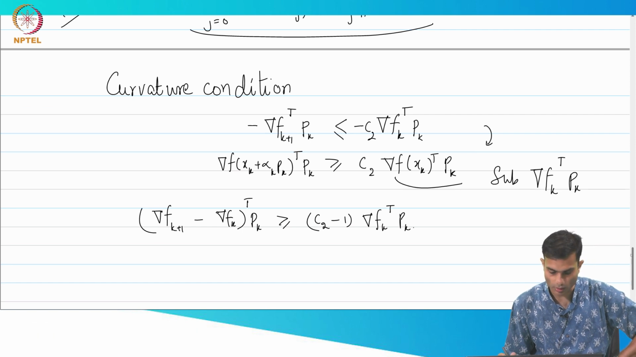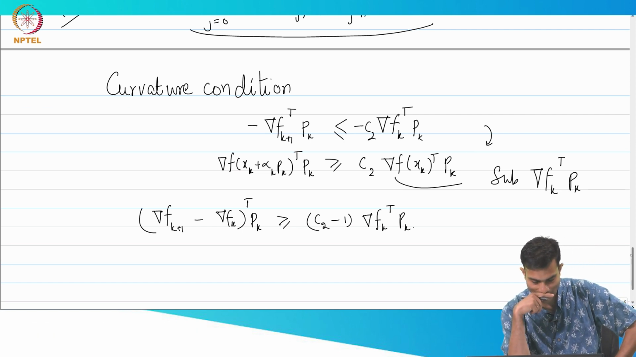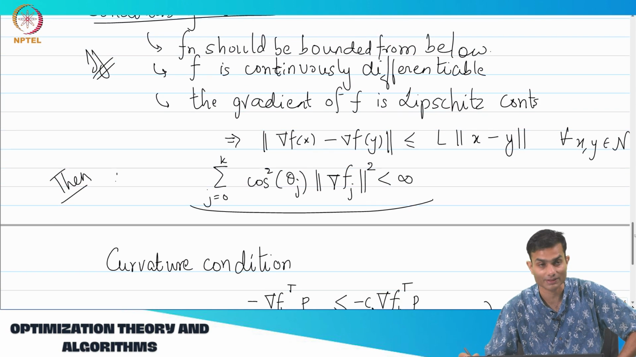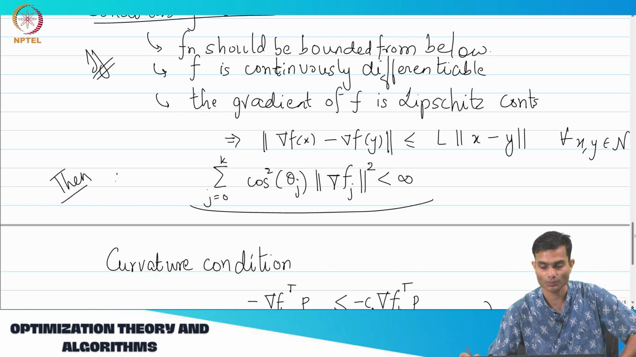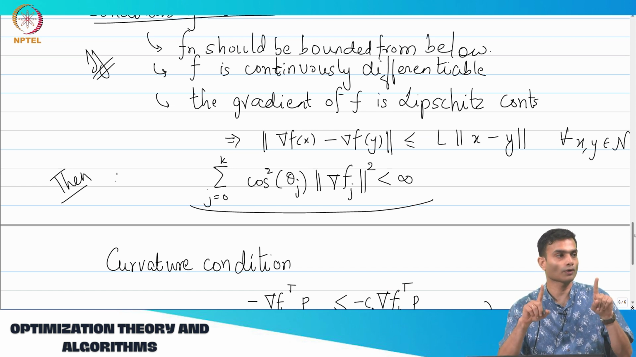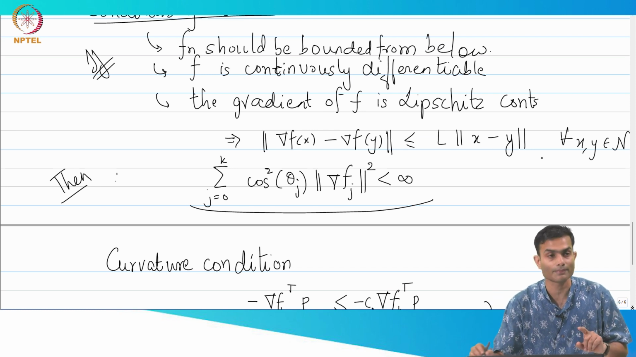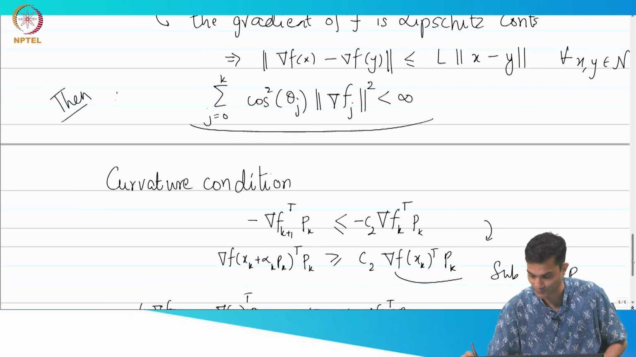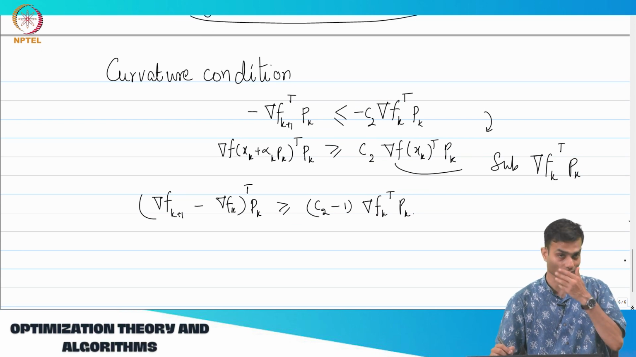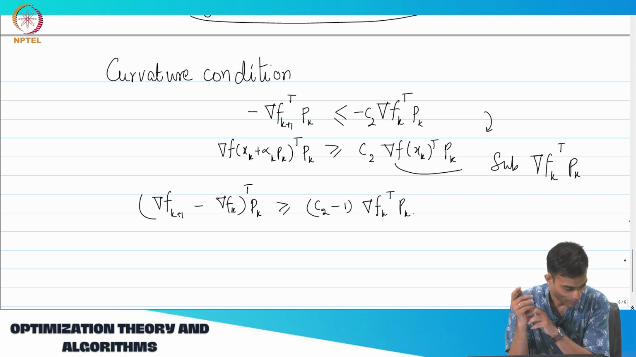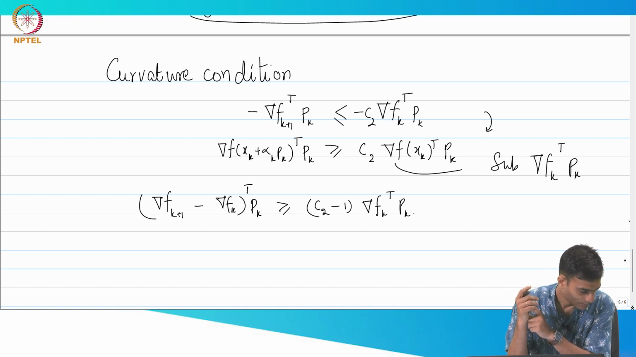Now let us see. We also want to use this Lipschitz condition. This Lipschitz condition is telling us what? That if I see the norm of gradient differences, I can replace it by L times the norm of x minus y. That is something that we can potentially use. Let us see if I can retrace the steps.